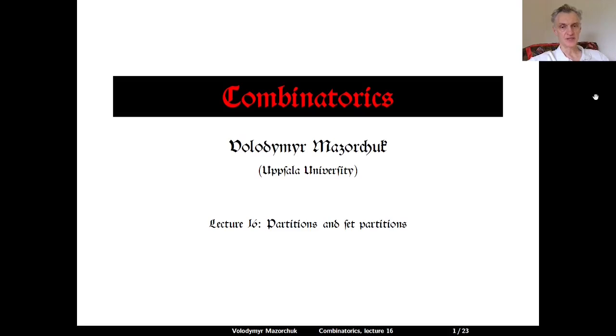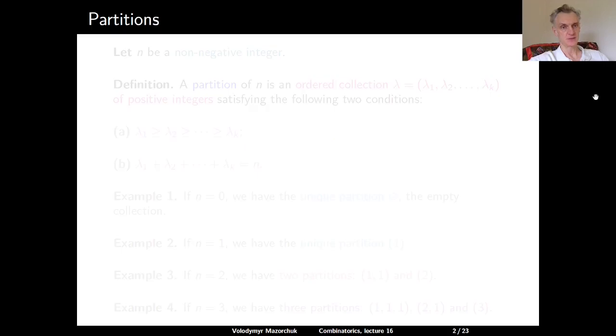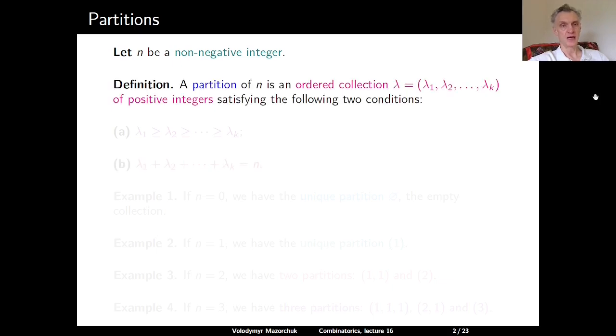Combinatorics, Lecture 16, Partitions and Set Partitions. We start with partitions. Let n be a non-negative integer. Definition: a partition of n is an ordered collection lambda equal to lambda 1, lambda 2, and so on, lambda k of positive integers satisfying the following two conditions.